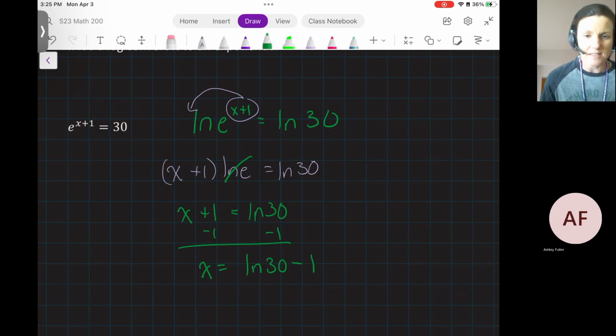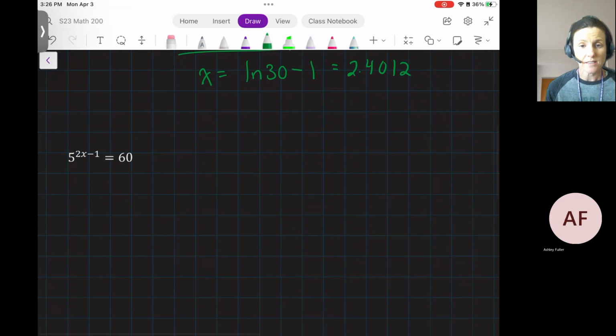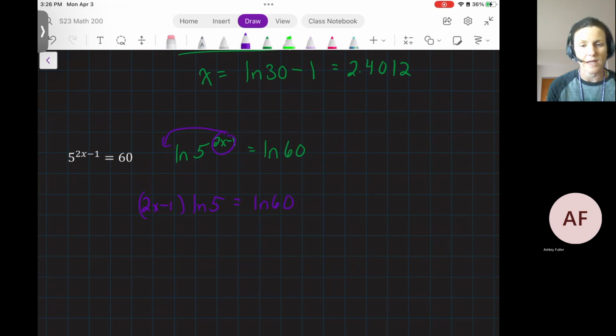I can convert that into decimal form if I wish, using my calculator, giving a value for x of 2.4012. In our second example here, it's still an exponential form. So again, we're going to take the ln of both sides. But notice in this case, when we move this exponent out front, we don't lose that ln of 5. Before we lost it because we had the ln of e, which was equal to 1.